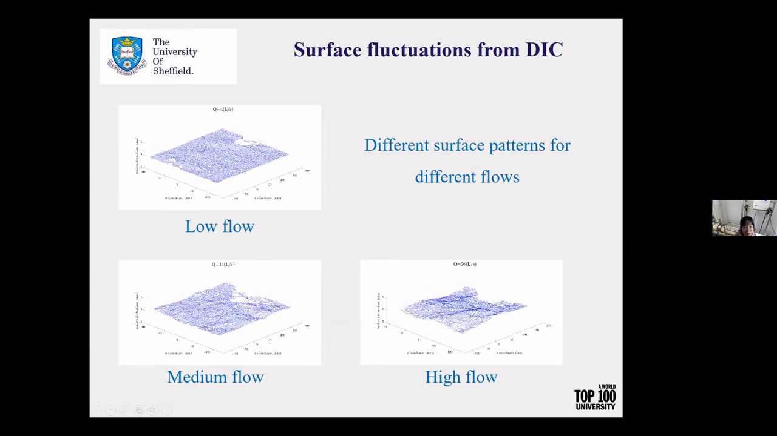I hope you can see the moving surface fluctuations in this video. These are the surface fluctuations recovered from the DIC for different flows. It is evident to see the different roughness for different flows. With the increasing of the flow, you can see the higher roughness of the surface.